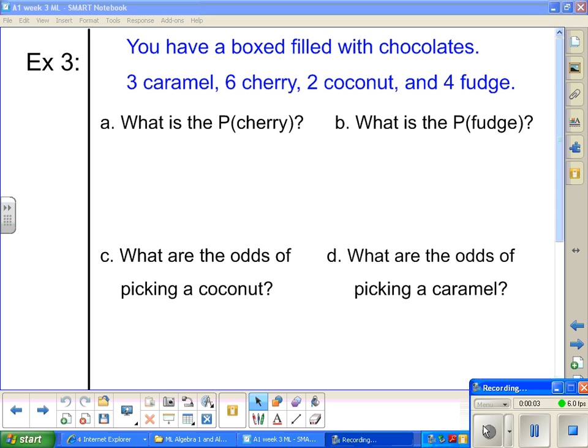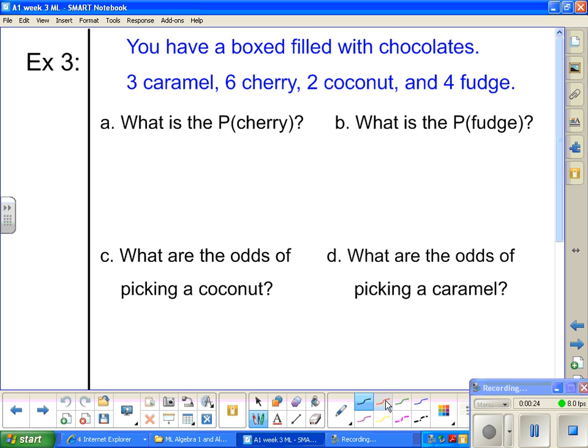Okay, so for example 3, you have a box filled with chocolates: 3 caramel, 6 cherry, 2 coconut, and 4 fudge. So we're going to answer the following questions. While you're writing that down, I'll go ahead and remind you of what the different things mean.